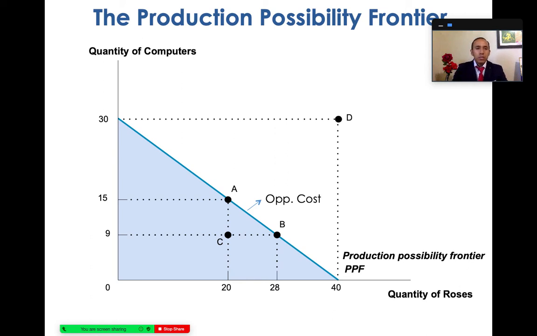The PPF model is going to illustrate the graphical illustration here of our computers, which are capital goods that can be produced on the vertical axis. And on the horizontal axis, we have the consumer goods, which could be, for example, in this case, roses. We can produce up to 40 roses given our available resources, or up to 30 computers given the available resources in our simple economy. Now, any combination along the line, something like point A, which indicates 15 computers and 20 roses, is possible, and any combination other than point A is also possible: 9 computers and 28 roses.